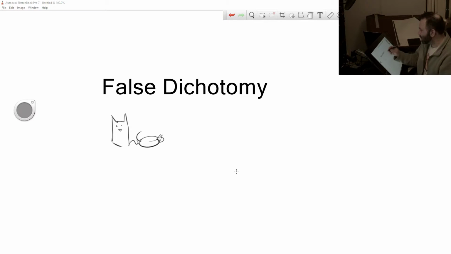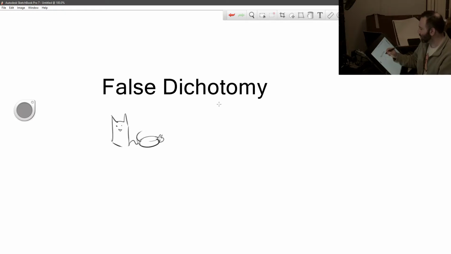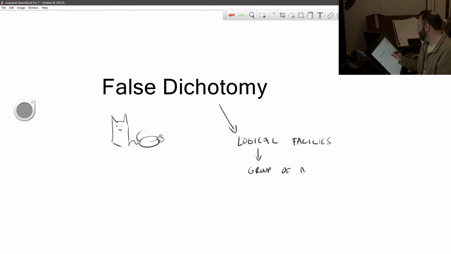So a false dichotomy is one of a number of things called a logical fallacy. And if you're not already familiar with logical fallacies, look them up. It'll save you so much trouble in your life. Basically, the idea is that logical fallacies are a group of arguments that people already know are wrong. So these arguments are wrong.